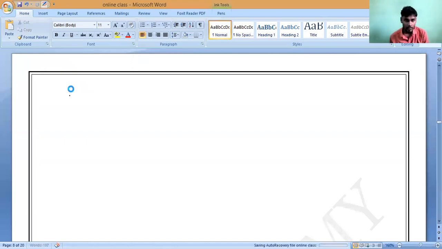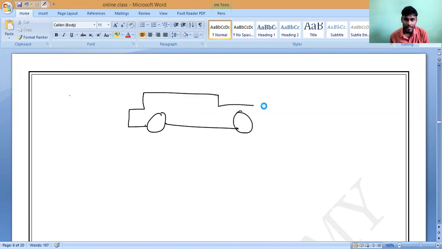First, let me take one car. This is my car. Are they creating any acceleration? No, sir. Two persons are pushing.